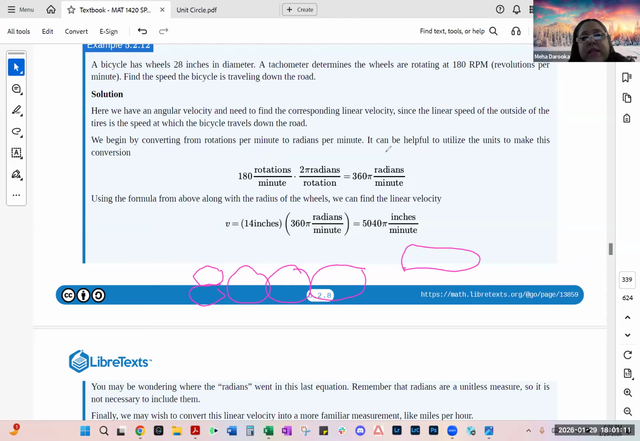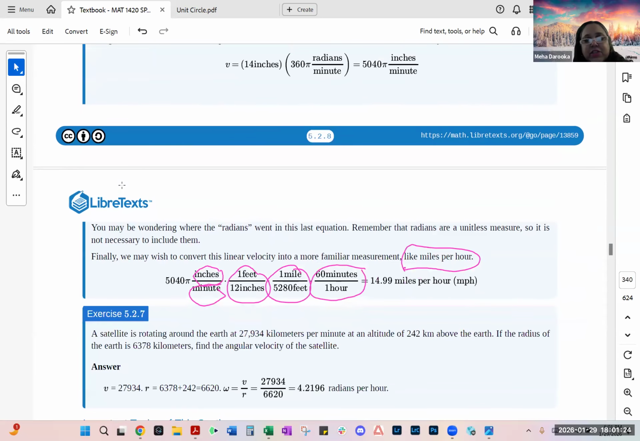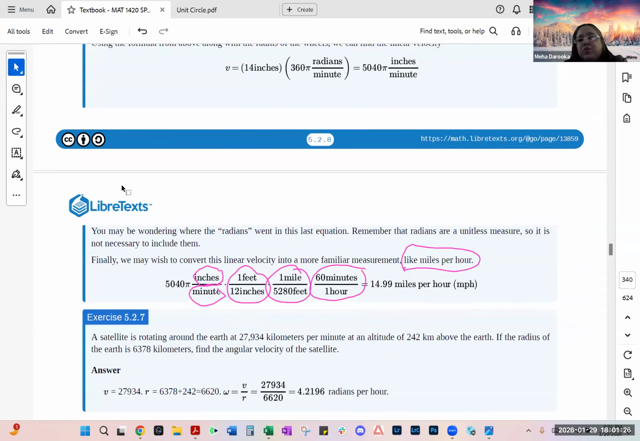Since we knew that we wanted to get rid of the rotations, we put rotations once on the top and once on the bottom, so they cancel each other out. That's the same thing that's happening here when we convert this from inches per minute to miles per hour. So you will see, since you have 5,040 pi inches per minute, inches is on the top. So when you set up your conversion from inches to feet, we put inches on the bottom, right? So they will cancel each other out.